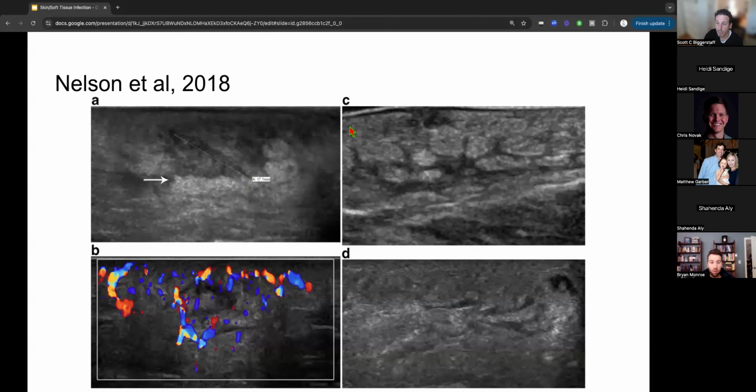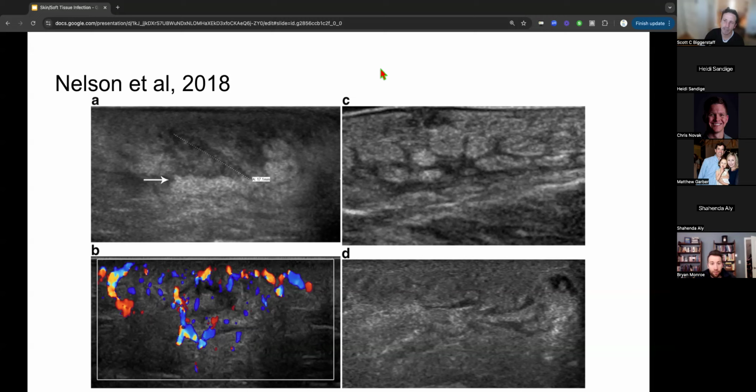So even if you see imaging that says that there's no drainable fluid collection, if it feels purulent or if it feels indurated and sort of like an abscess on your exam, and there's cobblestoning, then it might be worth going after or trying to aspirate or I&D.